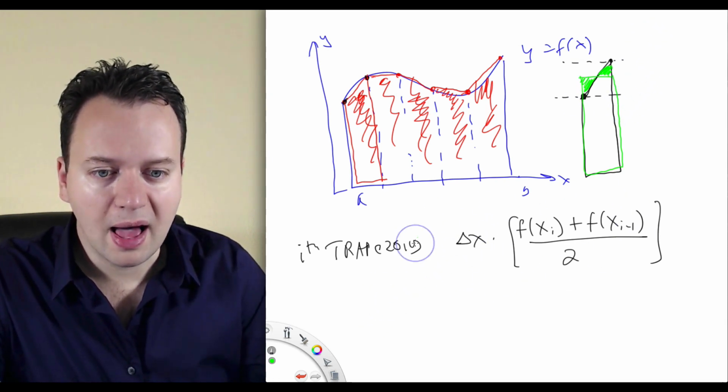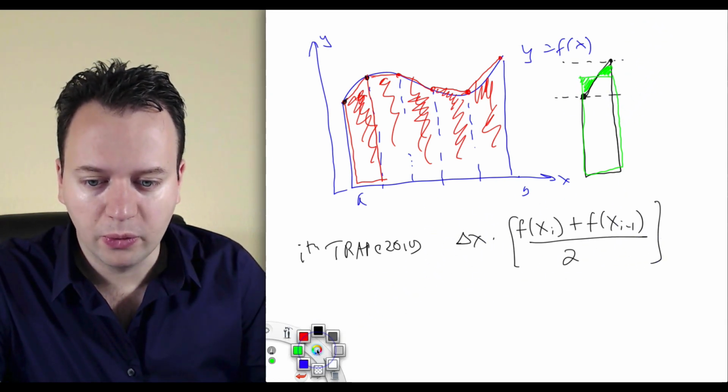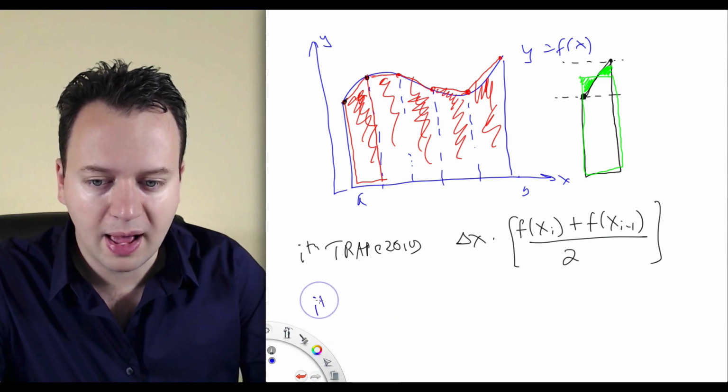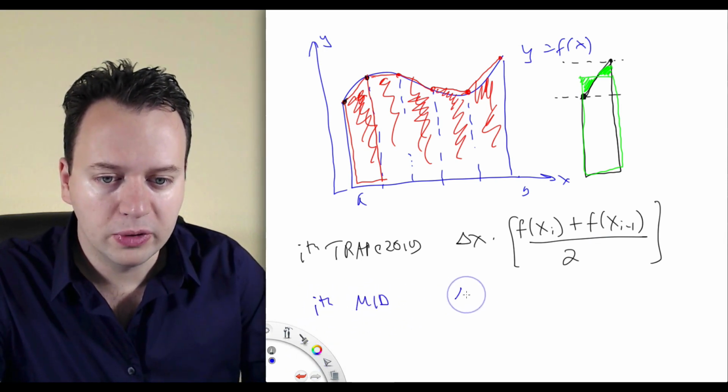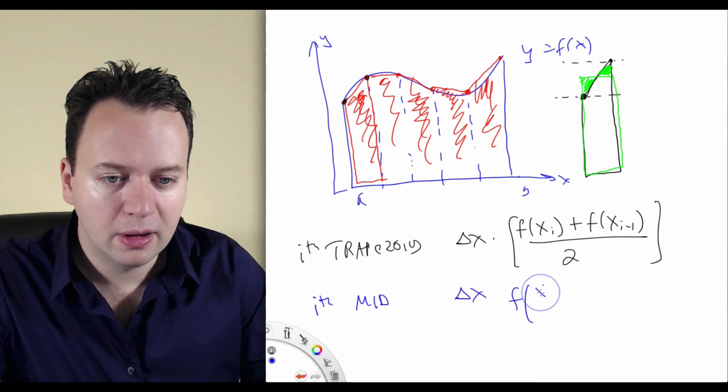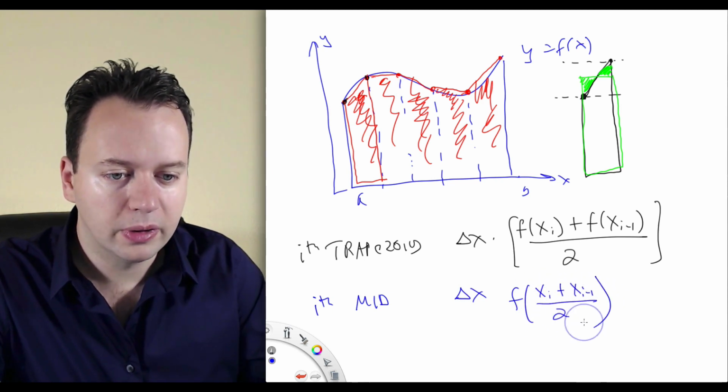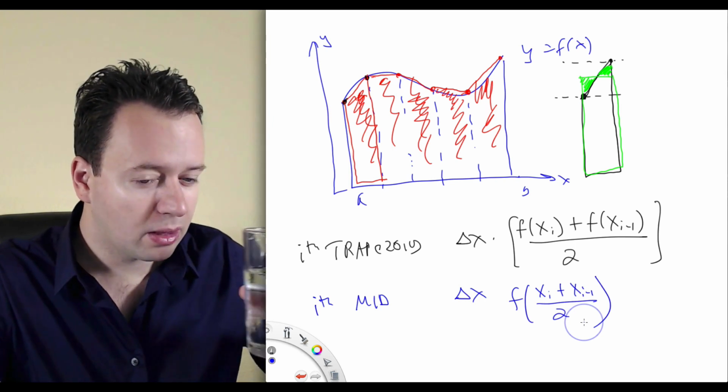So this is the ith term for the trapezoid rule, and we can compare this to the midpoint. So the ith term for the midpoint rule was delta x times f of x sub i plus x sub i minus 1, over 2. So you can kind of see the difference.